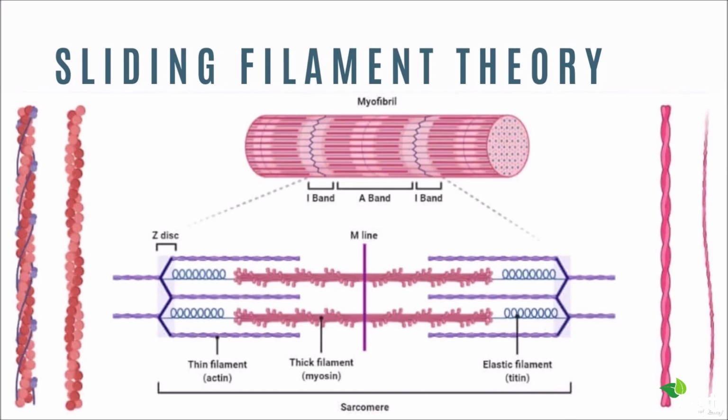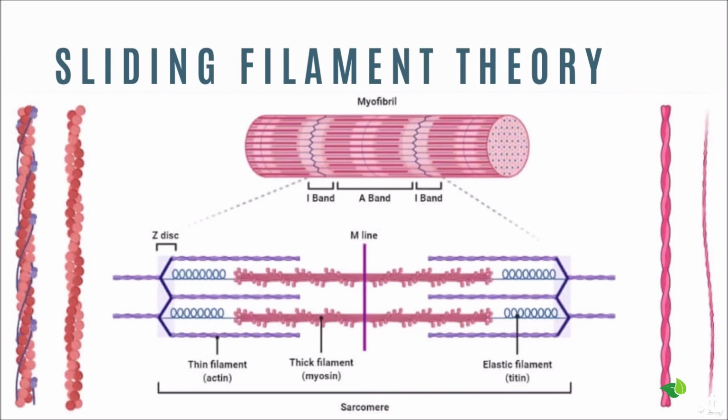This graphic shows the sliding filament theory and how muscle contraction actually works. On top, we have a myofibril that's divided into different zones. One zone is the A band, which contains both the thick and the thin filaments, and at the same time makes up the center of the sarcomere. The I bands are the region that contains only the thin filaments, so only the actin.